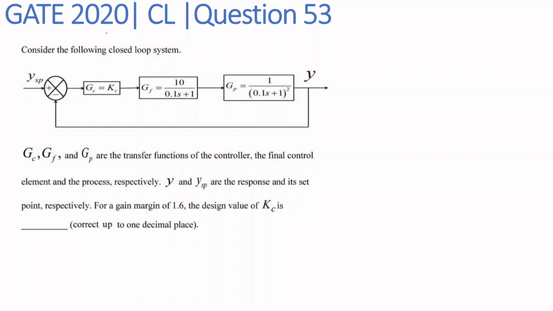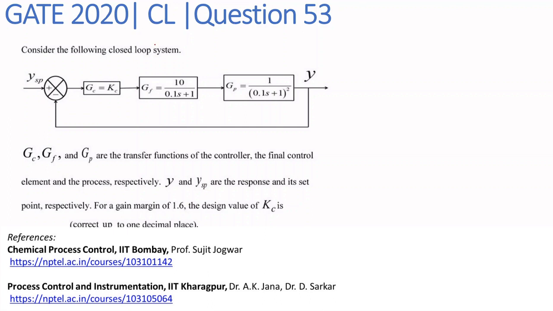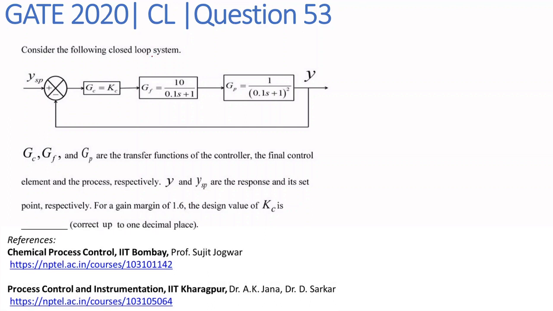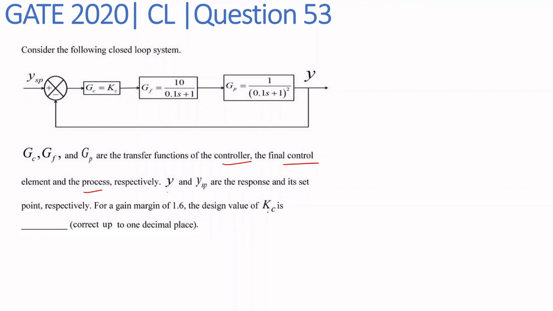Hello everyone, we are solving question number 53 of GATE 2020 Chemical Engineering, and the subject is Process Control and Instrumentation. The question is, consider the following closed loop system where GC, GF, GP are the transfer functions of controller, final control element and process respectively. Y and YSP are the response and its set point respectively. For a gain margin of 1.6, the design value Kc is dash.